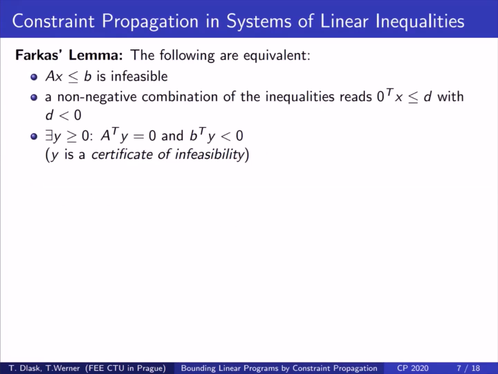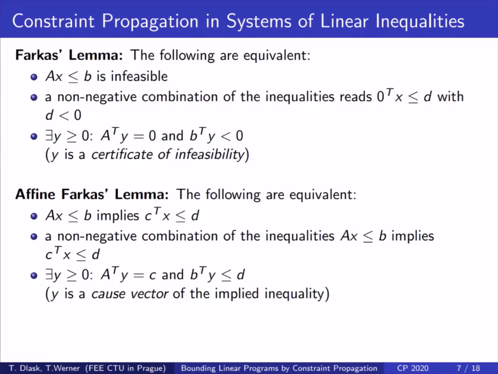In detail, the logic of linear inequalities over real numbers is exactly described by Farkas lemma, which says that a system of linear inequalities is infeasible if and only if there exists a non-negative combination of the inequalities which is contradictory, which happens if and only if there exists a vector y satisfying the shown conditions. Such y is a certificate of infeasibility.